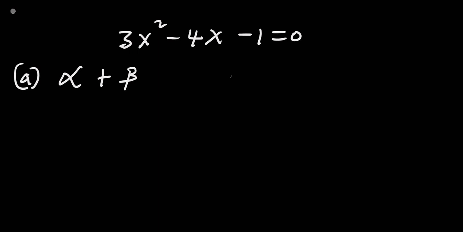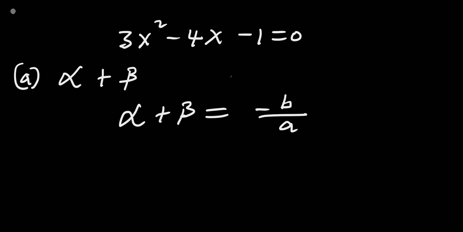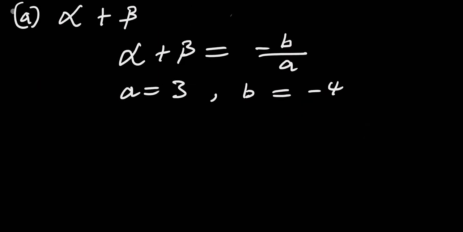Question A, alpha plus beta. Now, the formula for finding the sum of roots is alpha plus beta is equal to negative b over a. And from the question, a is equal to 3 and b is equal to negative 4. So now we are going to plug this value into this formula.